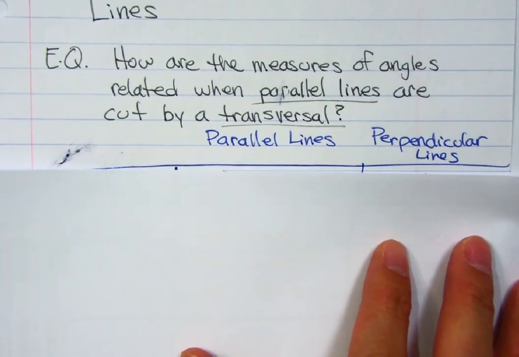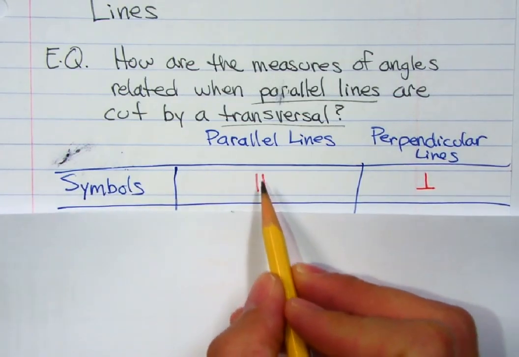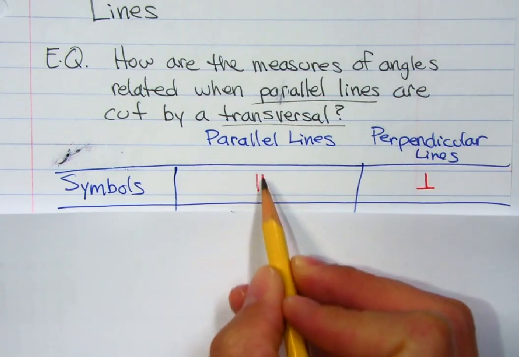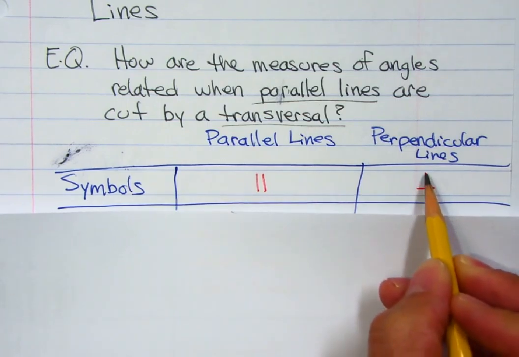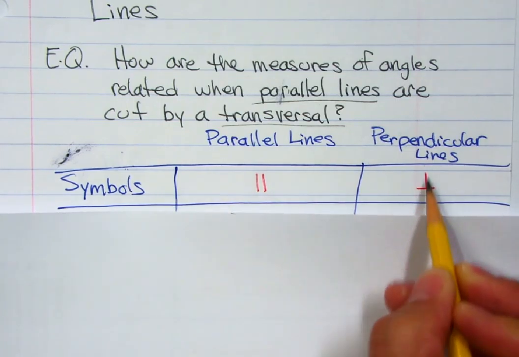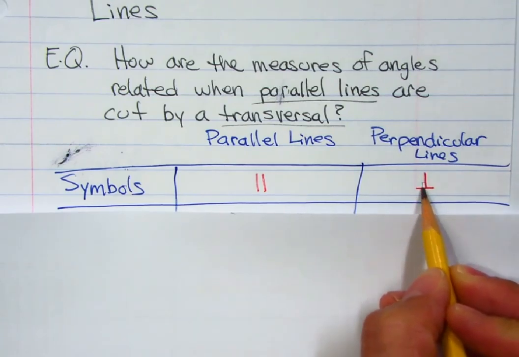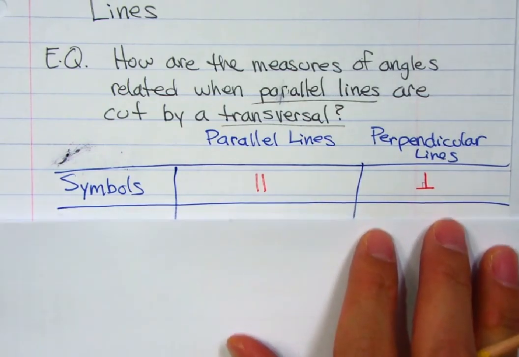different types of lines. There are parallel lines and perpendicular lines. The symbol for parallel lines looks like the number 11, or two lowercase l's, and that symbol tells you that the lines are parallel. Perpendicular lines look like an upside down T, and that tells you that they meet at 90 degrees. So that's parallel versus perpendicular line symbols.